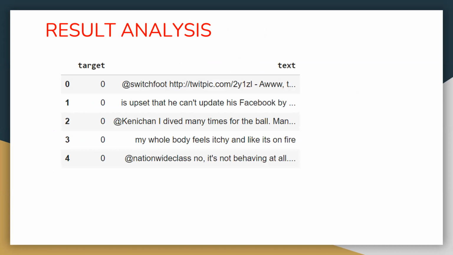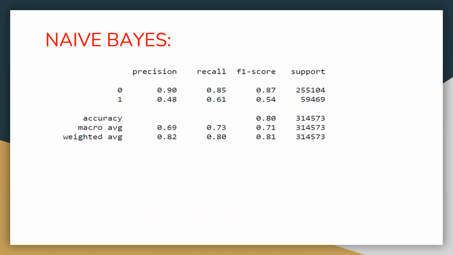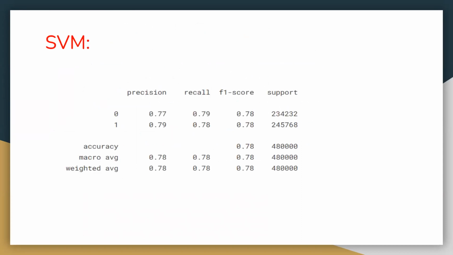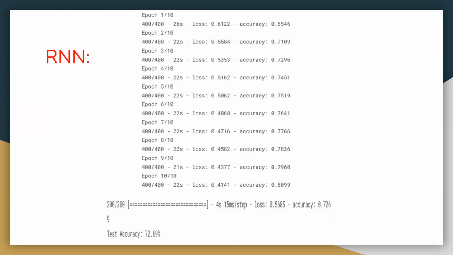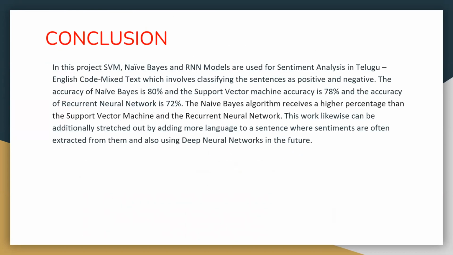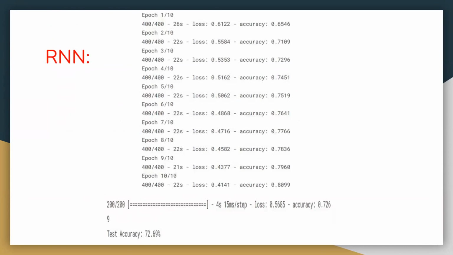And these are the results we got. The Naive Bayes accuracy is 80%, and with SVM we achieved 78%, and with RNN we achieved 72%, and among these Naive Bayes has the highest accuracy.